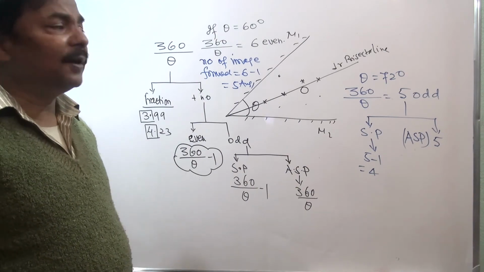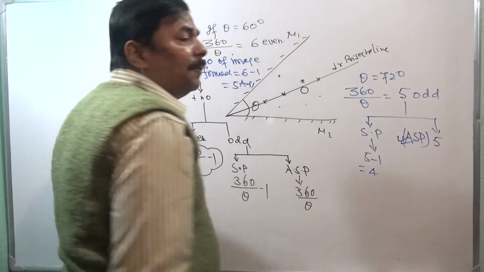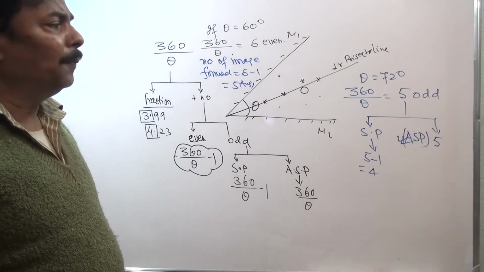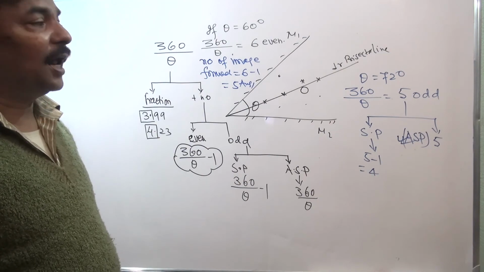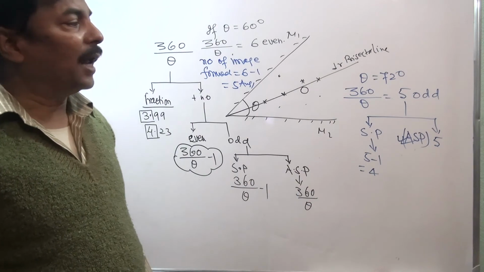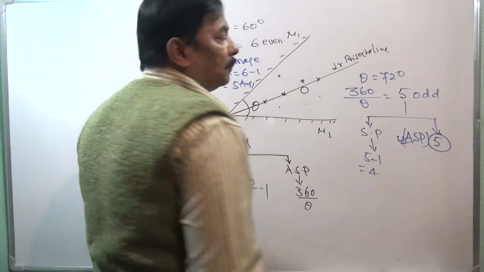If nothing is given in the question, then this asymmetrical position you will keep as the answer, as the right choice. So if nothing is given in the question and you are getting 360 by theta as the odd number, then you will have to understand that this 5 should be your answer.